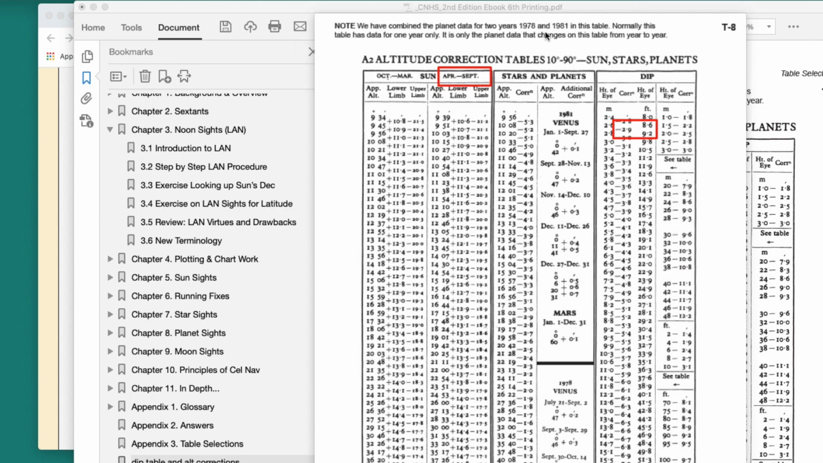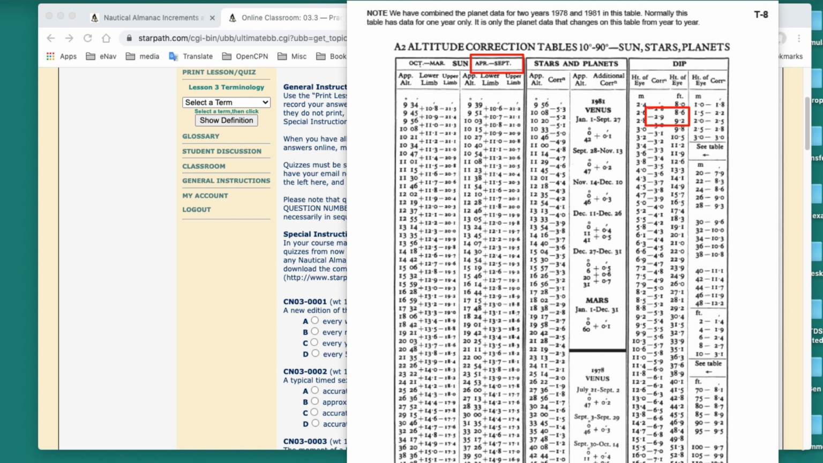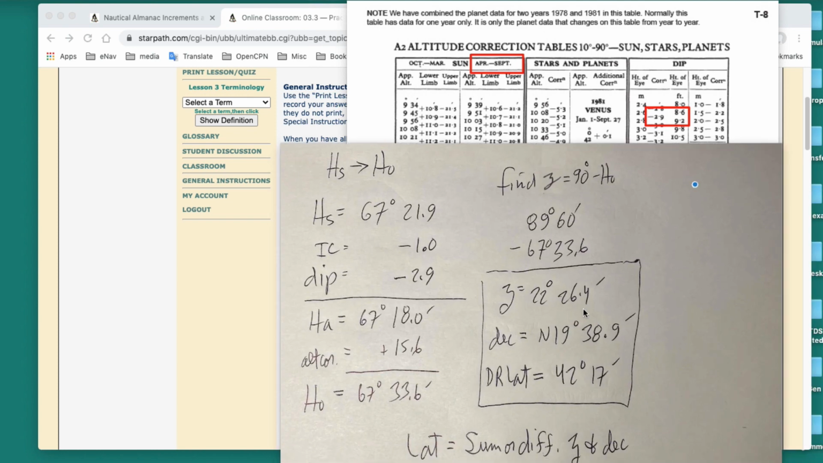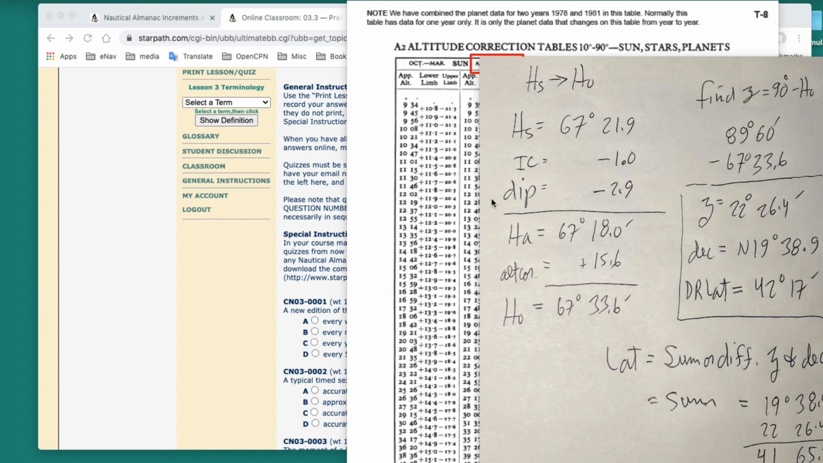I made a copy of it here. Let me just get rid of this. I made a copy of that page here. So what do we want here? Okay, look, we need the dip. How much are we seeing over the horizon? And the dip table is right here. This column is feet. This column is meters. And our height is 9 feet. We're 9 feet above the water. So anything between 8.6 feet and 9.2 feet, that's -2.9. And so that is the dip, -2.9. So we take away the IC, we take away the dip from the HS, we get HA. This is called sextant height. This is called apparent height or apparent altitude.